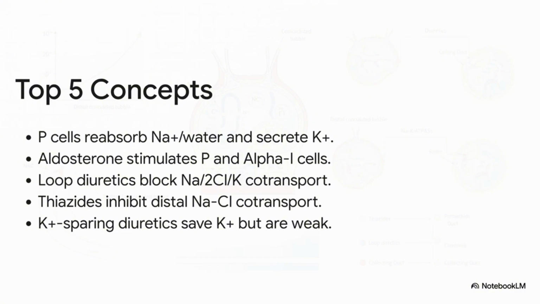And number 5, K+ sparing diuretics target those P cells in the cortical collecting duct, giving you weak diuresis, but crucially, saving your patient's potassium.